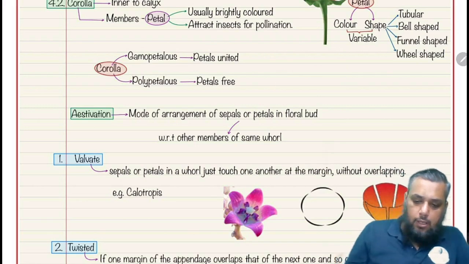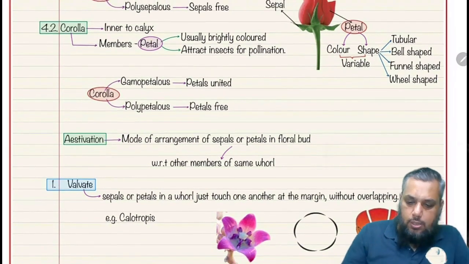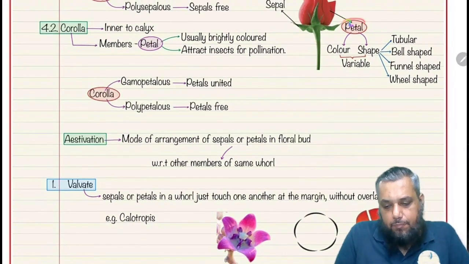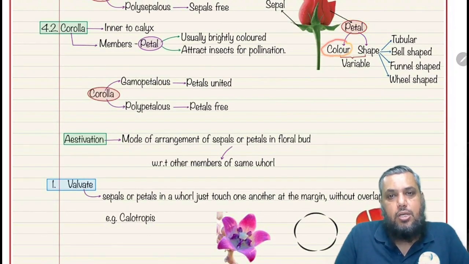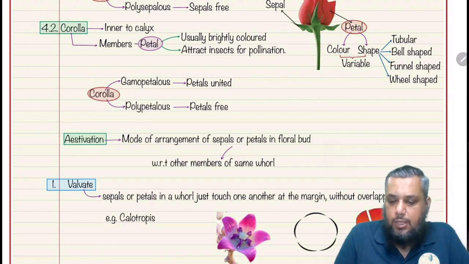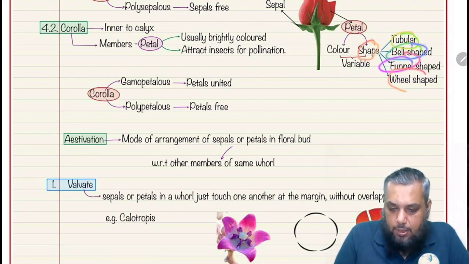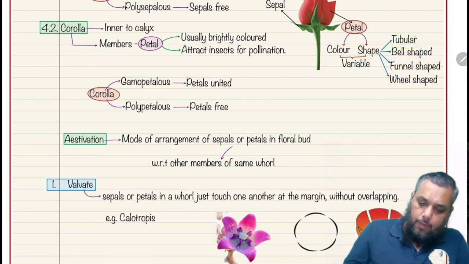ओके। नाउ द कोरोला which is made up of petals varies, अलग अलग टाइप्स होते हैं। The beautiful colors variety that you see in nature is because of these petals. फ्लावर्स के ब्यूटीफुल टाइप्स देखते हो, वैरायटीज देखते हो, कलर्स देखते हो, ये कलरफुल नेचर कौन देता है? पेटल्स देता है। The shape can also be variable, like it can be tubular, bell shape, funnel shape, or it can be wheel shaped.